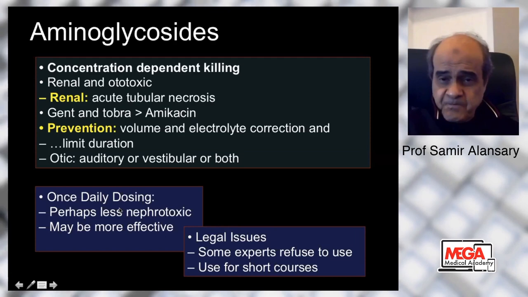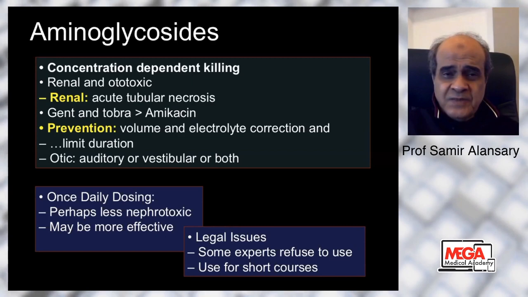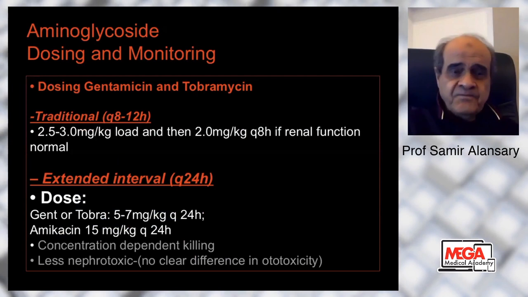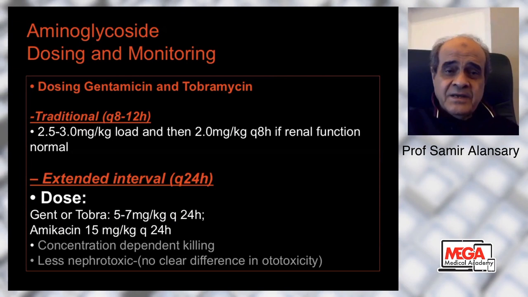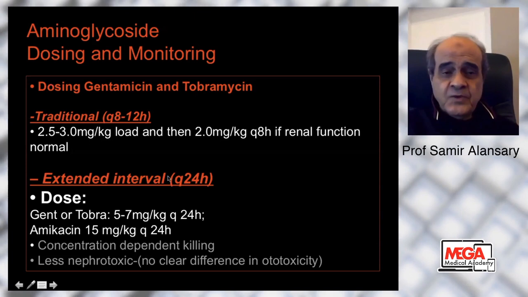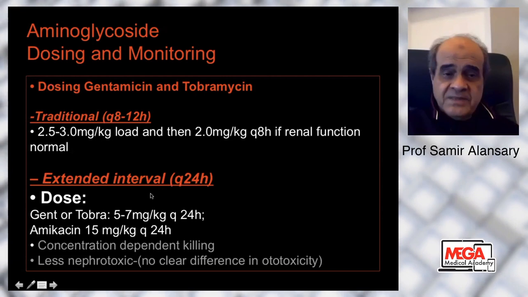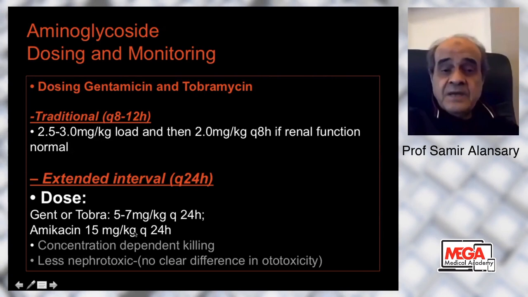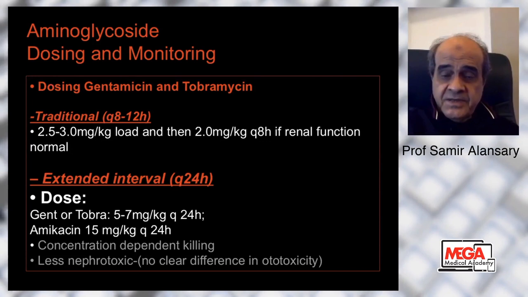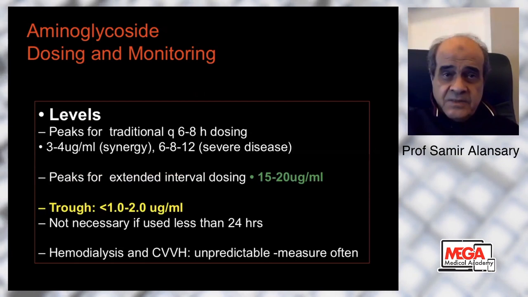Well, I think most of us are afraid of using it too much or for too long a time, because it has many side effects. Traditional doses are every 8 to 12 hours; we can use gentamicin or tobramycin every 8 to 12 hours. We can also use it every 24 hours. The dose for every 24 hours, which is the best, is gentamicin or tobramycin 5 to 7 milligrams per kg per 24 hours, and for amikacin, 15 milligrams per kg every 24 hours. And as I said, it is concentration dependent and less nephrotoxic when used once daily.